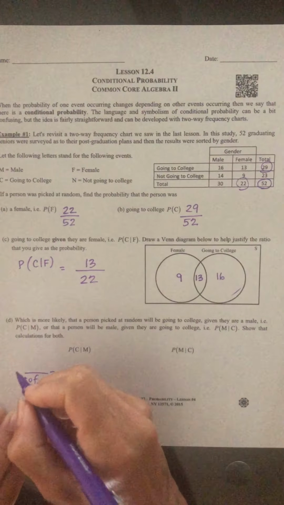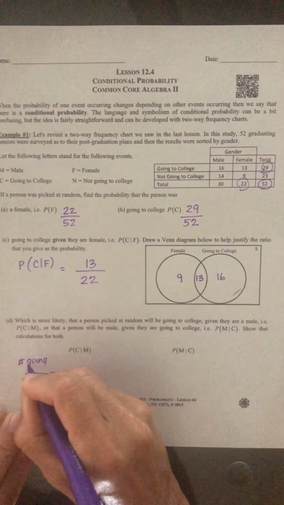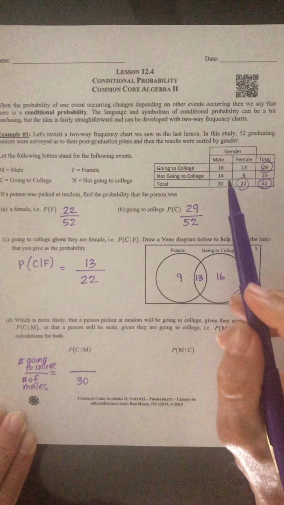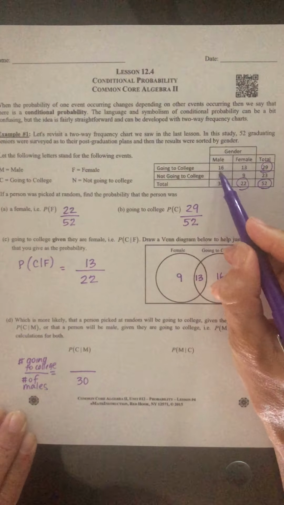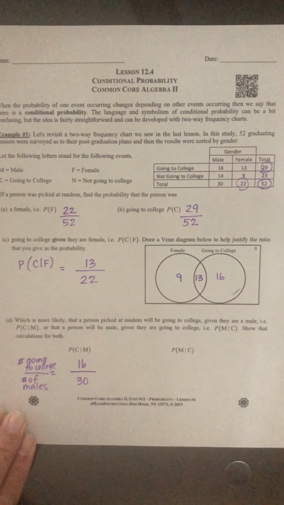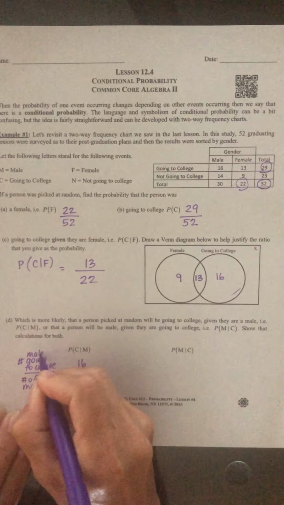Now, the males going to college. So the ones that are going to college that are male, now I'm isolating it. That's 16 out of the 30. And that's your probability, okay? So that's the number of males going to college.